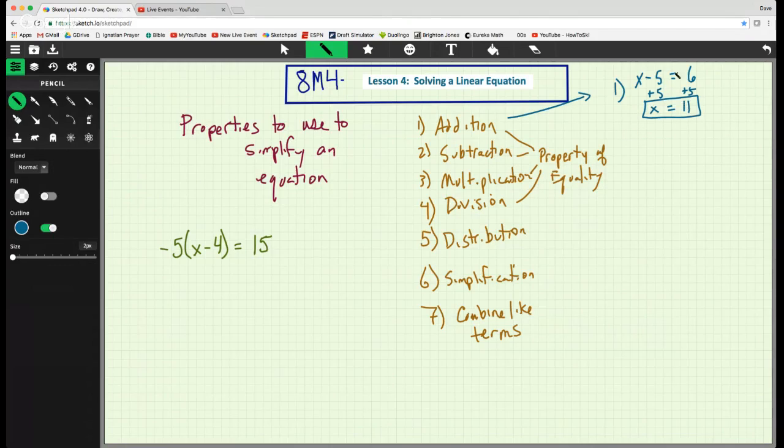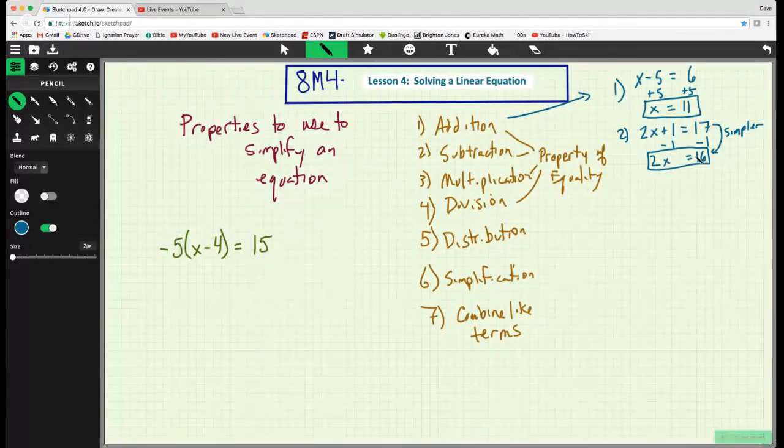So that's addition. Subtraction is the opposite of that. Sometimes the property will solve it, sometimes it just gets you closer. So let's do one that just gets us closer: 2x plus 1 equals 17. Here I'm going to subtract 1 from both sides to make it simpler, and I get 2x equals 16. So that's my subtraction property. Notice how I've simplified. This is simpler, and then I can go about solving from here. So in each case, I get simpler, but I don't always solve it. I'm one step closer to solving it.